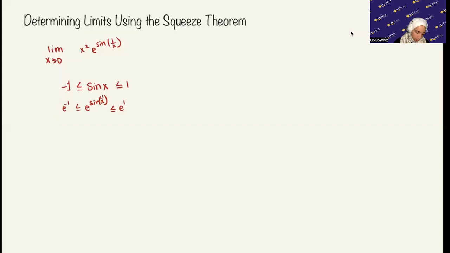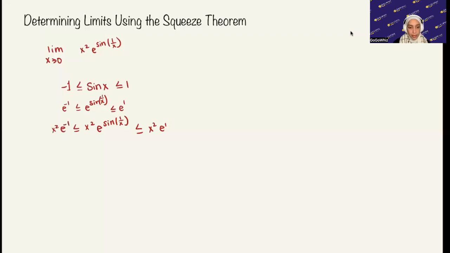So then we can see, okay, so now we have this portion over here. We want to multiply by x squared to create the function that we have. So we have, sorry, let's write that in red. So we have x squared e to the sine 1 over x. So I just multiplied by x squared. I multiply by x squared on both sides. So it's just going to be x squared e to the 1, x squared e to the negative 1.